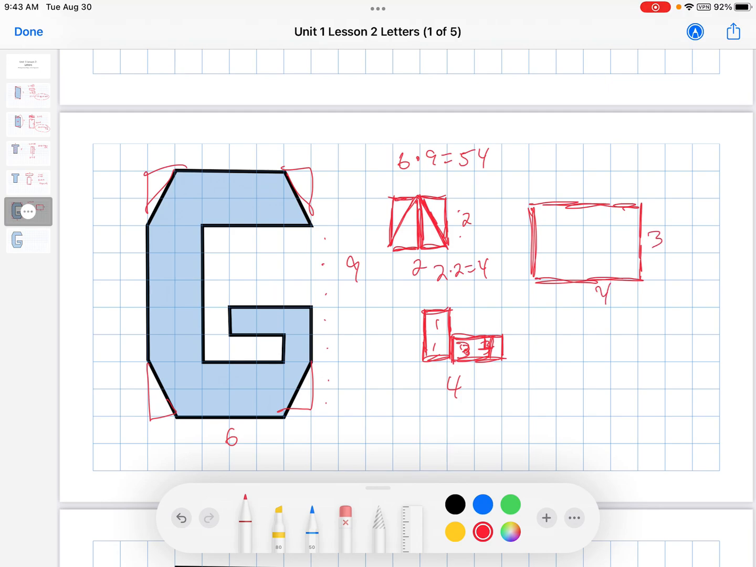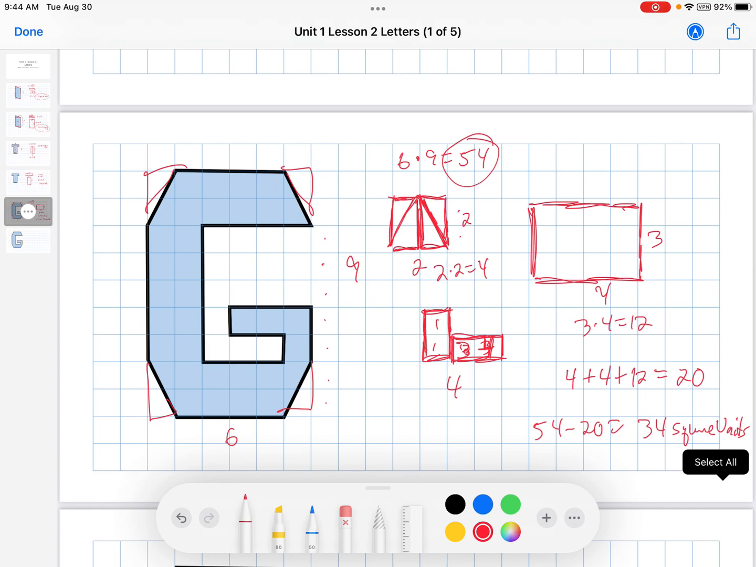And this is 3 by 4, which is 12. So I need to take away the triangles, which is 4, these 2 little pieces down here, which is 4, and this big rectangle, which is 12. And 4 plus 4 plus 12 is 20. So to get the original G shape, I'll take the 54 and subtract 20. And using all of that, I get 34 square units.